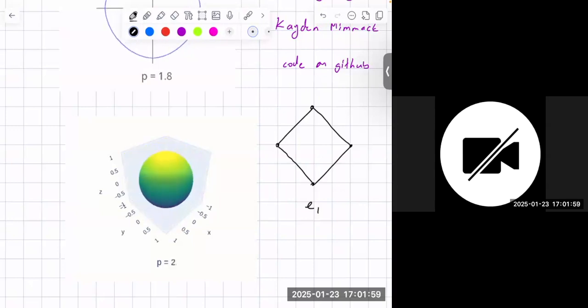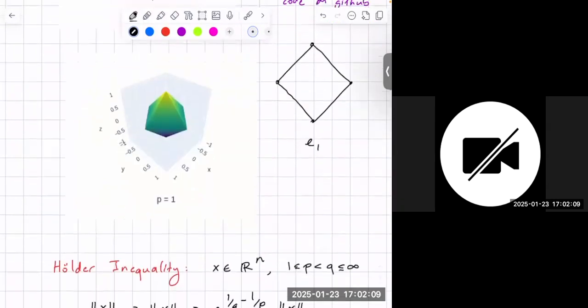In the genetics context, it was L infinity. I could explain more. It depends on context.